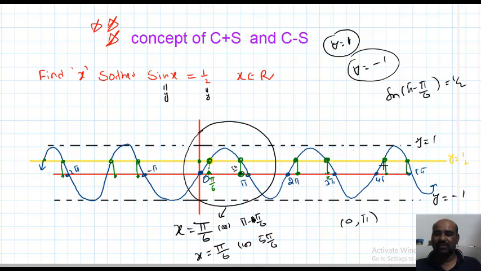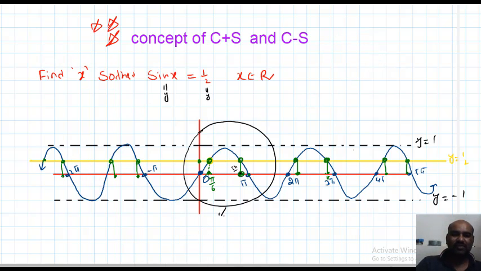Here two values, here two values, here two values, here two. There are infinitely many solutions. But how to generalize? How to write the complete solution? That is important. So I will write, observe all of it. First of all I will write one of the solutions, one solution is pi by 6. That is x equal to pi by 6.